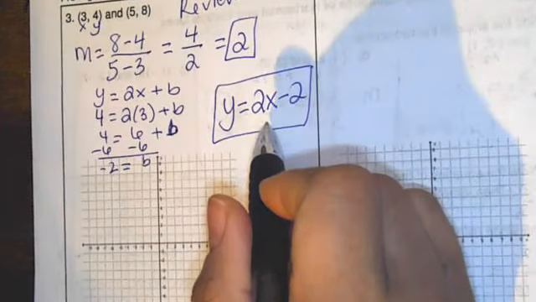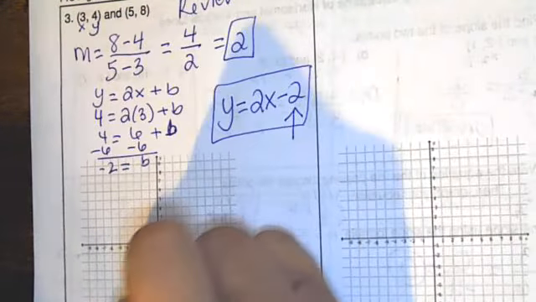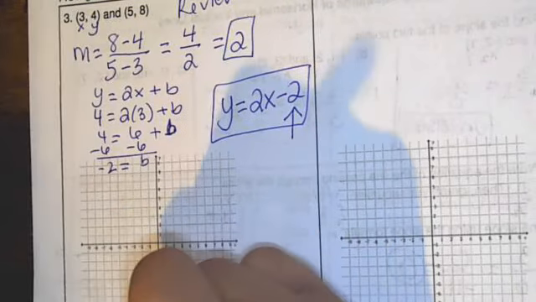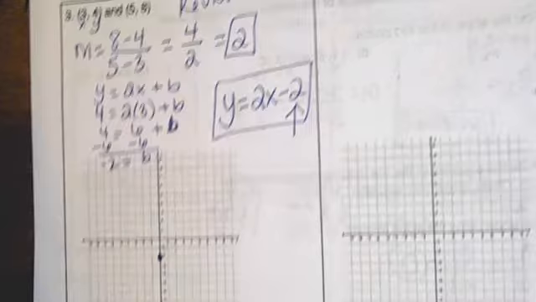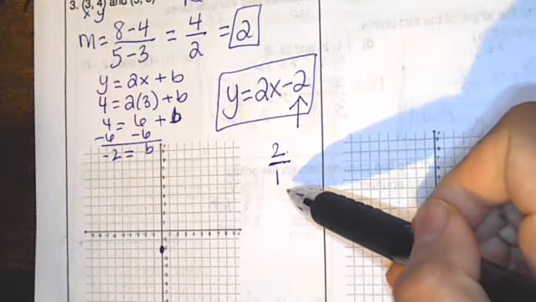We did this again, it was on the last test. You start at the y-intercept, which is -2. Always start on the y-axis, that's the vertical one. And then if the slope is 2, think of it as a fraction. You can go up 2 and right 1.